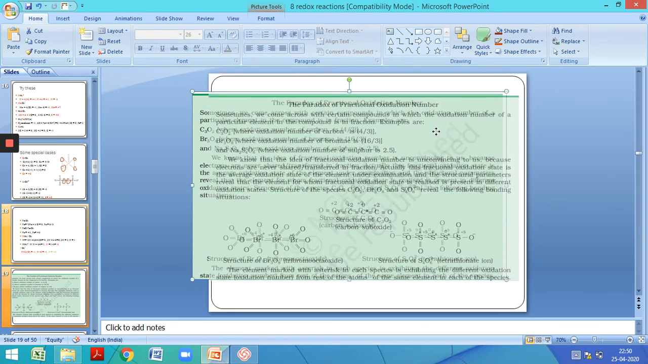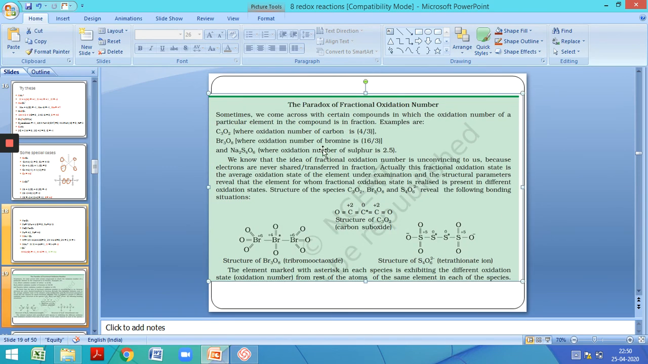So if you look at C3O2 and try to find out the oxidation number of carbon using the simple rules, it will come out to be 4/3. Br3O8, bromine will come out to be 16/3, and Na2S4O6, sulfur will come out to be 2.5. In these cases, these fractional oxidation numbers are actually the average oxidation states of the elements under examination. So if we look at their structures, suppose we look at the structure of C3O2, carbon suboxide.